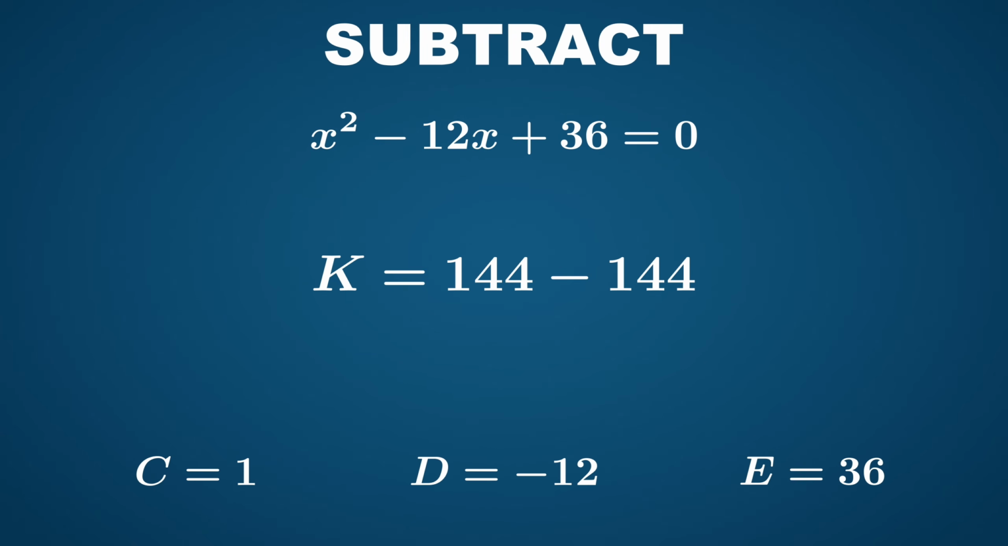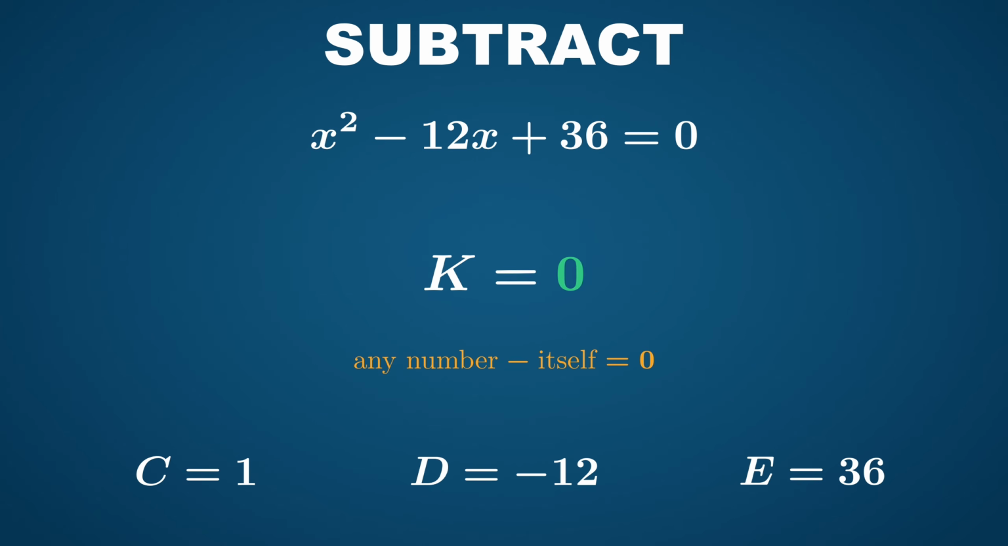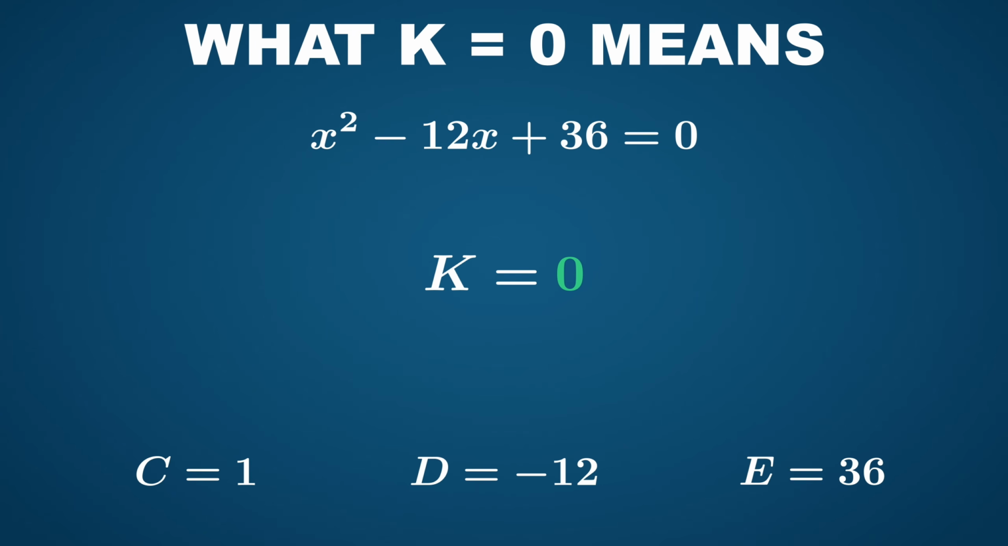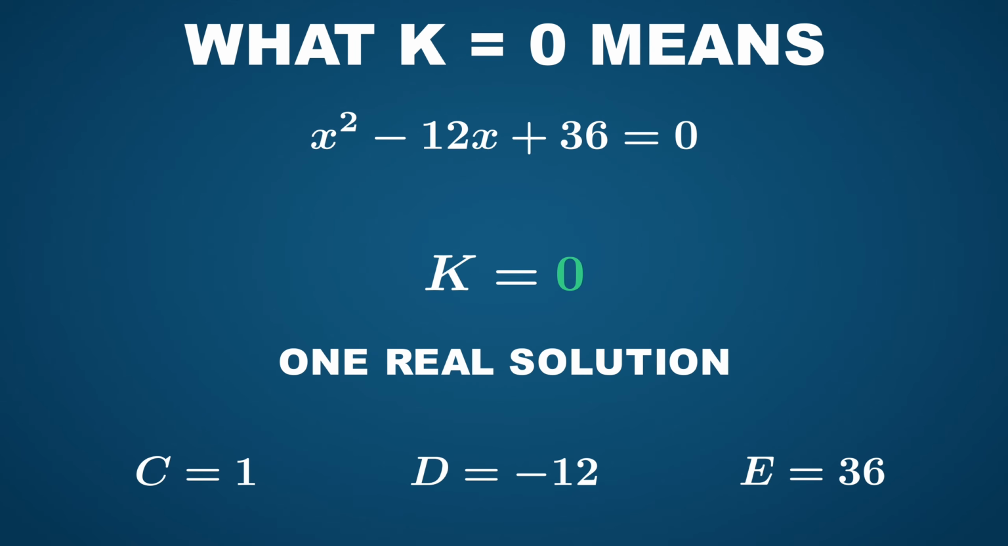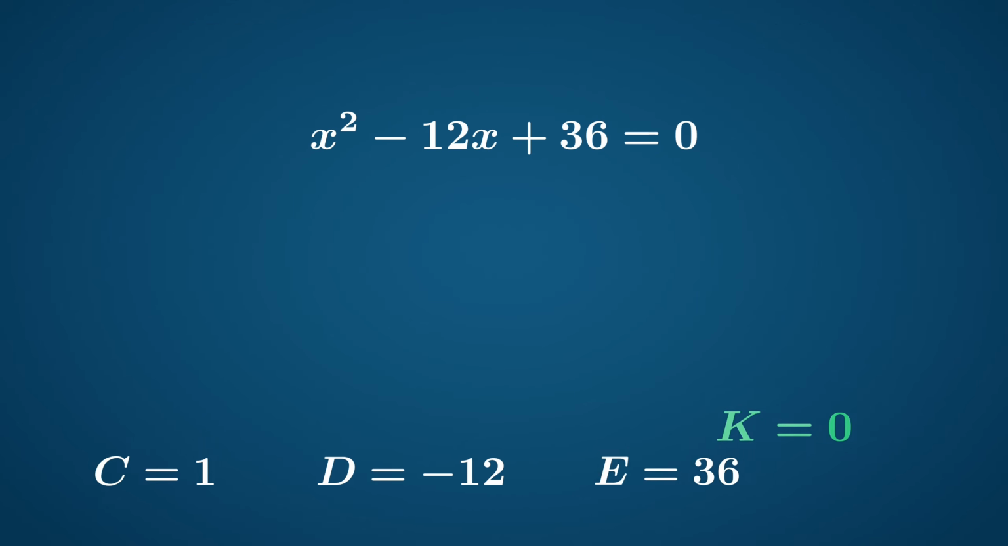Now we subtract this second product from our initially squared value of d. We are subtracting 144 from 144. Any number subtracted from itself leaves a remainder of exactly 0. Therefore, our discriminant variable k is perfectly equal to 0. The value of the discriminant tells us about the nature of our solutions. A discriminant of 0 means there is only one unique real solution.